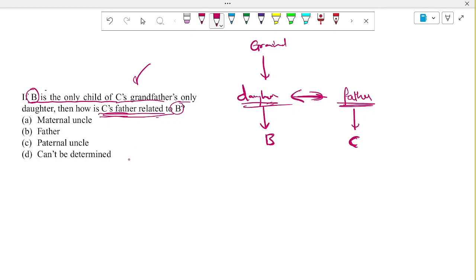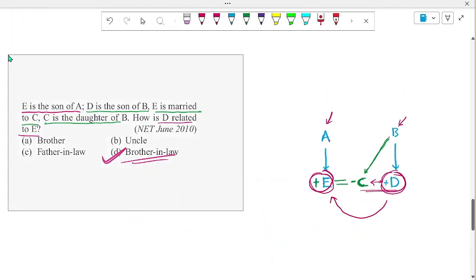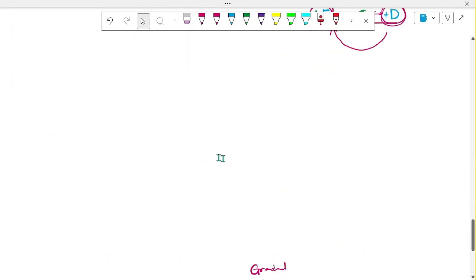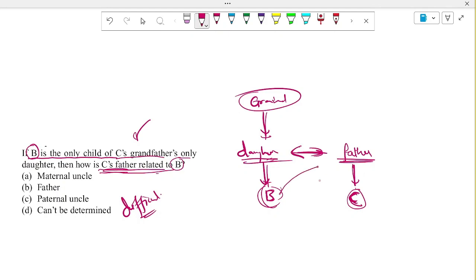Okay, to solve this question it will require some practice, but this will come in some difficult level. When you try to solve such questions and start understanding this clearly, then you will be able to understand them. But as of now, just understand that this question says that B is the only child of C's grandfather's only daughter. Grandfather is having a daughter, and this daughter is having an only child, means there is a single child. And then how is C's father related to B? It is C here and father. So how will he be related?